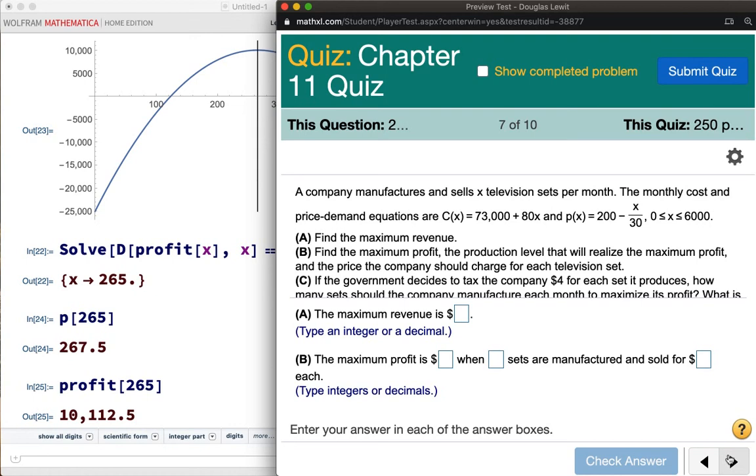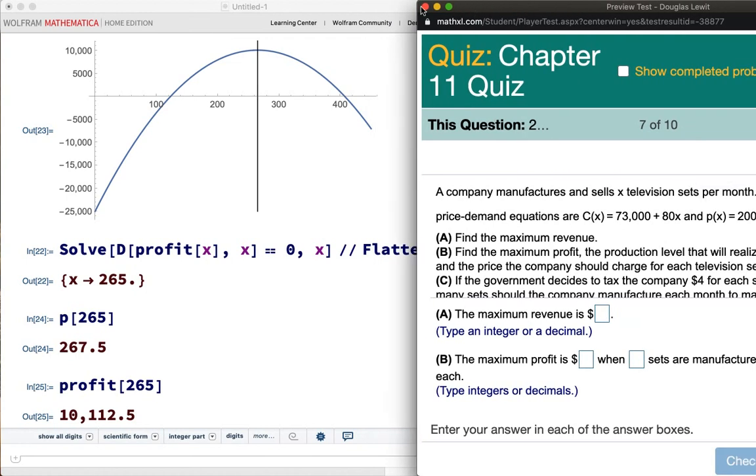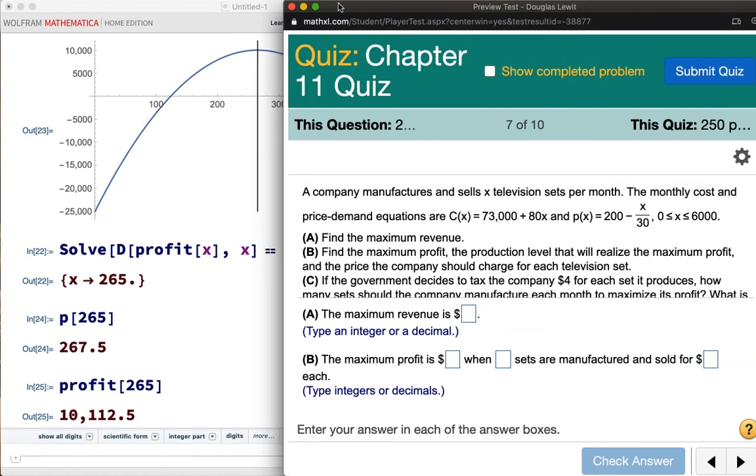This is very similar. Let's do number 7. Okay, 1 second. A company manufactures and sells x television sets per month. The monthly cost and price demand equations are: cost as a function of x is equal to 73,000 plus 80x, and the price demand function is equal to 200 minus x over 30, where x is defined on the interval from 0 to 6,000.